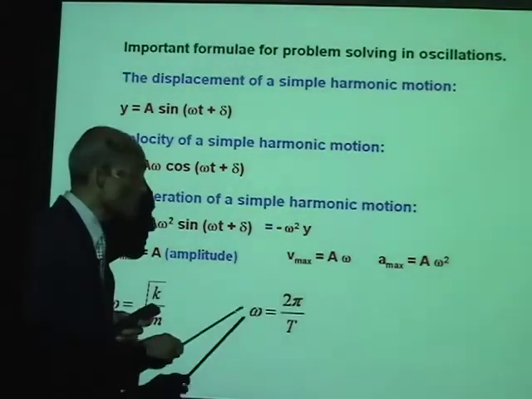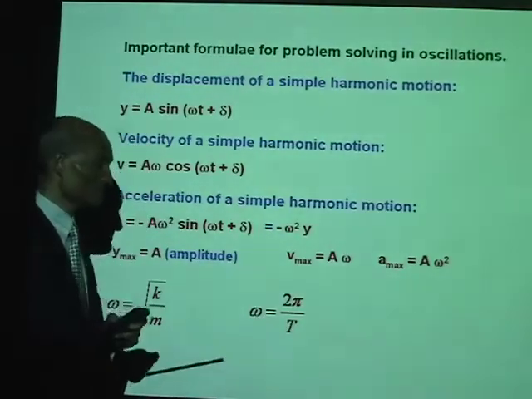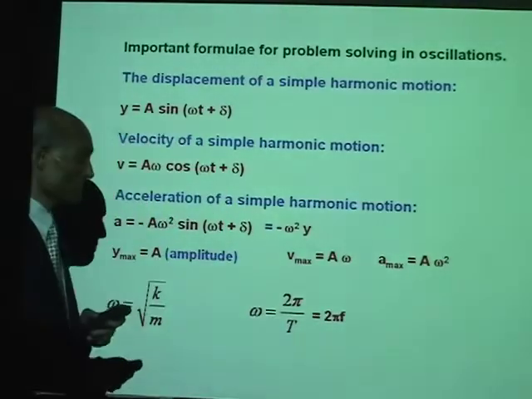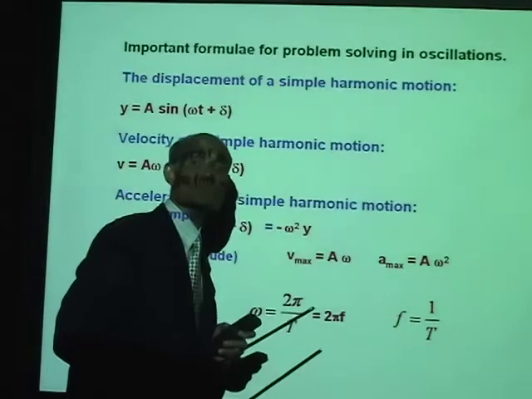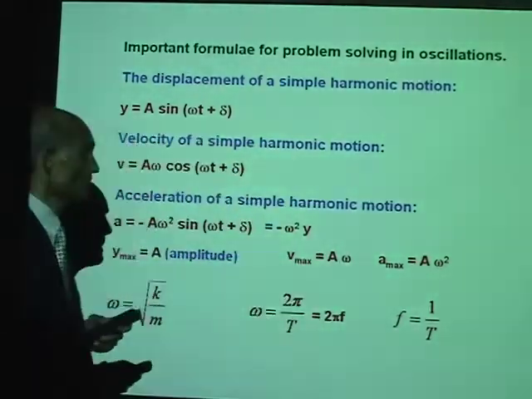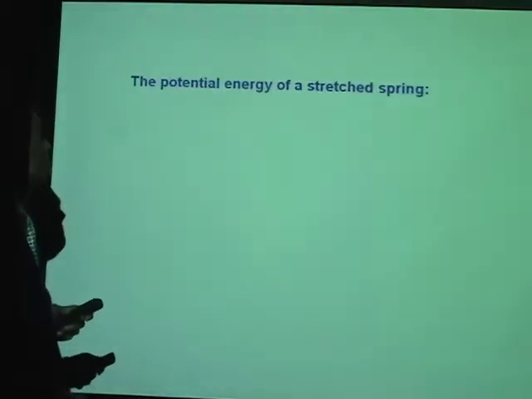And also omega equals 2 pi divided by T. Is that right? Yes. And that's the same as 2 pi times f. And the relation between frequency and the period: f equals 1 over the period. You got to keep track of all these formulae.